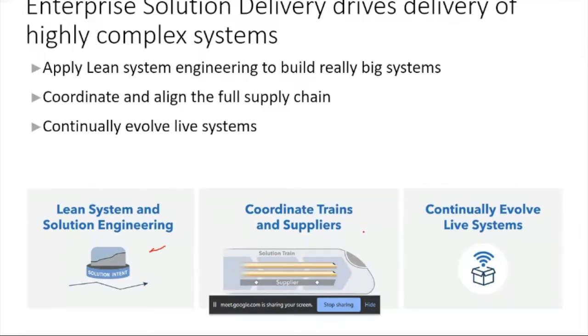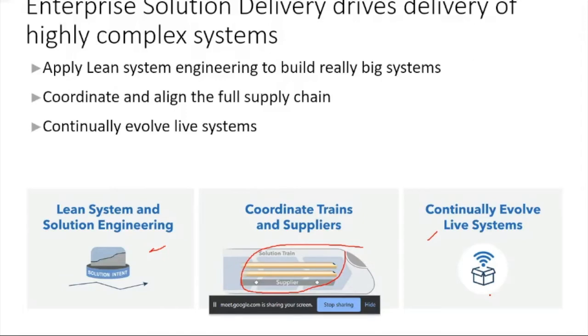Coordinate trains and suppliers. Be mindful there is more than one train here. It coordinates and aligns the extended set of value streams to a shared business and technology mission. It uses the coordinated vision, backlogs, and roadmaps with common program increments, which is PI, and synchronization points. Continually evolve live systems ensures both the development pipeline and the large systems themselves support continual delivery of value both during and after release into the field.